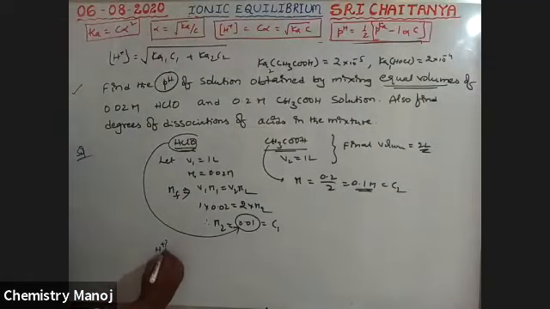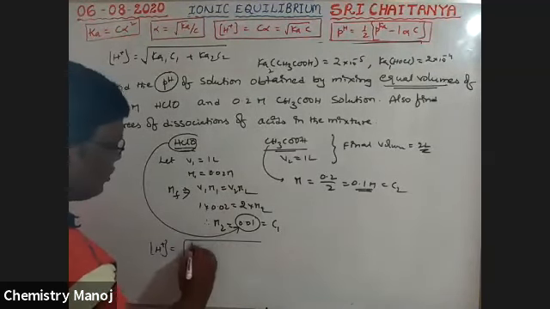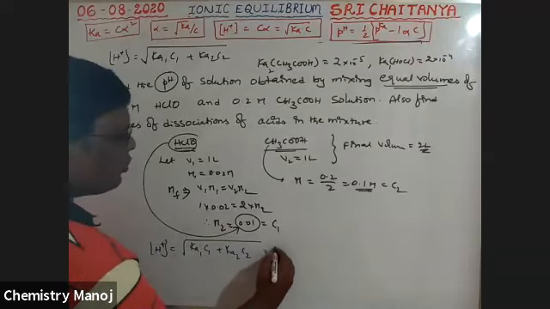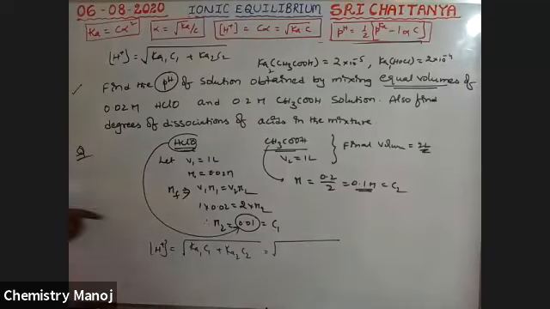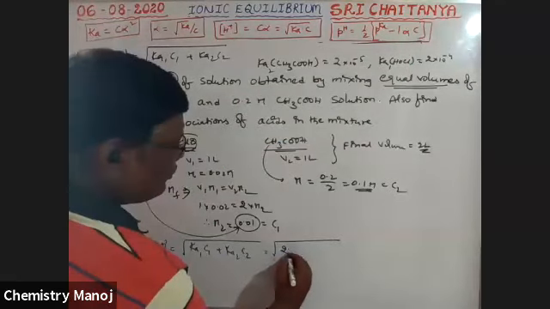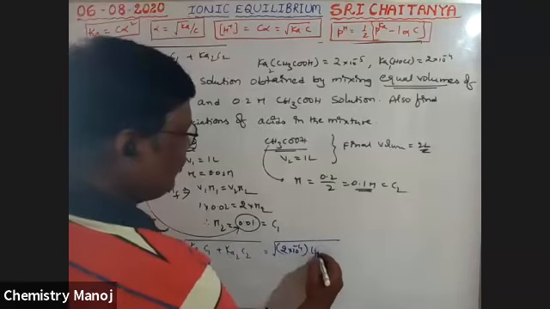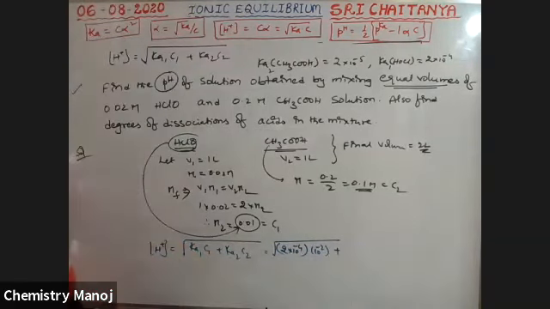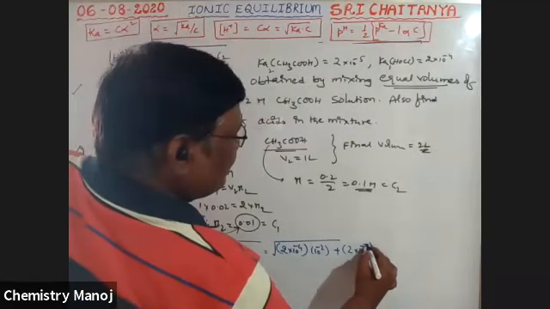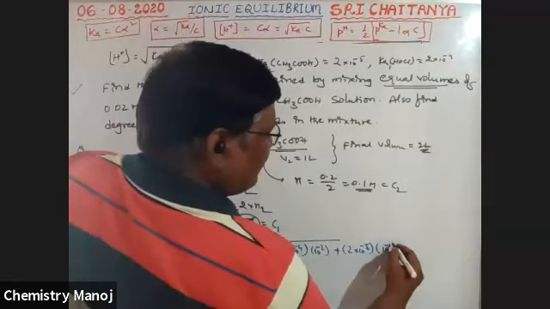H plus concentration, because these are monoprotic acids, is equal to under root of Ka1 C1 plus Ka2 C2. For HOCl, Ka1 is 2 into 10 power minus 4, and C1 is 10 power minus 2. Plus Ka2, this is Ka2 only, 2 into 10 power minus 5, into C2, that is 10 power minus 1.